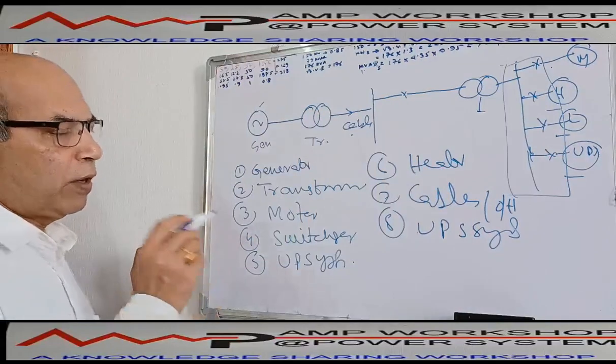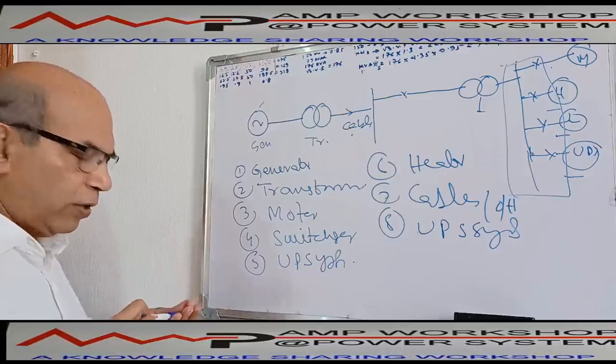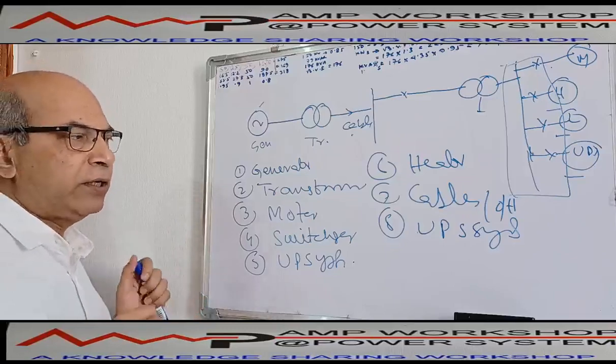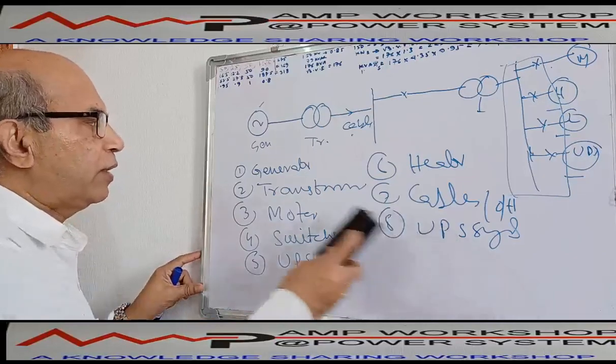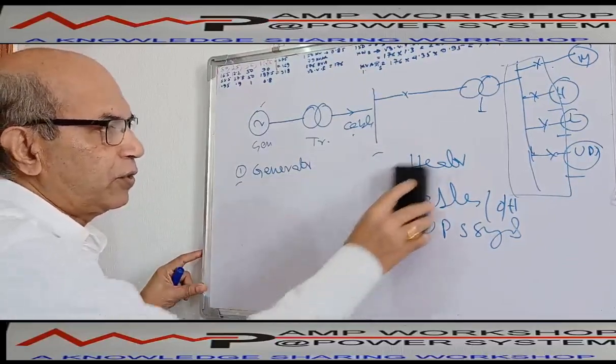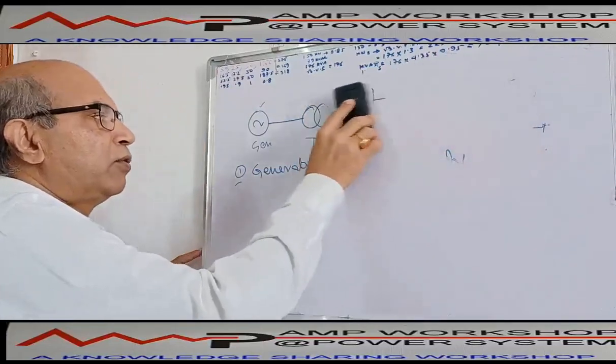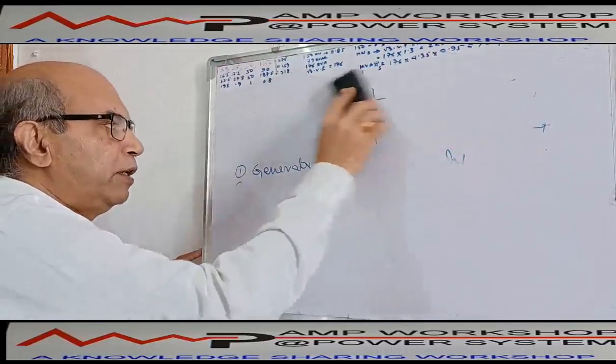We will go one by one to discuss how to size these various equipment. Today is workshop 5, session 1. In this session we will discuss the first equipment in the power system, that is the generators, and see how a generator is sized to cater for a particular duty.